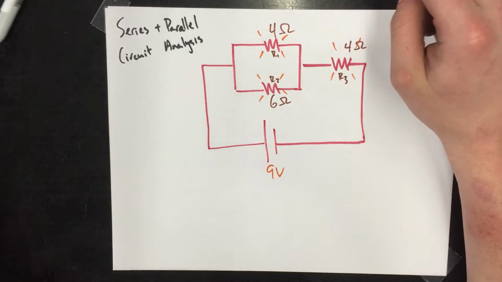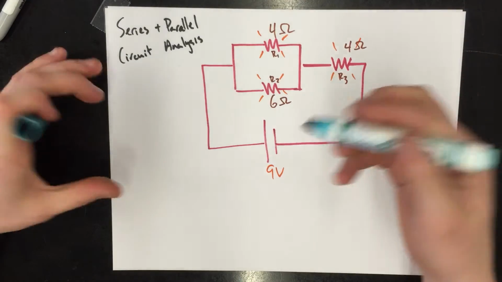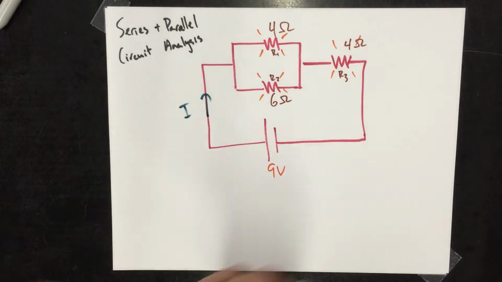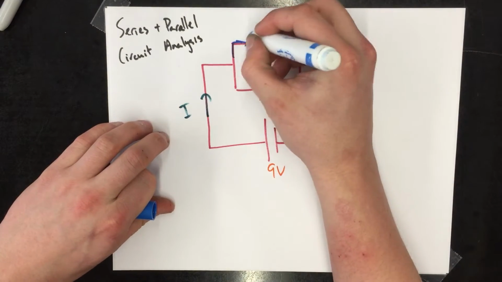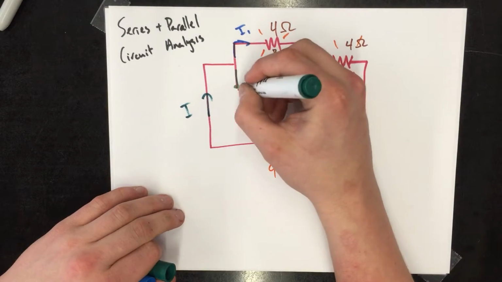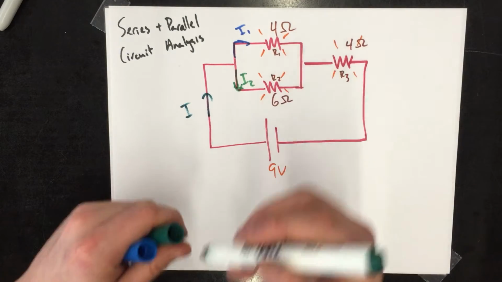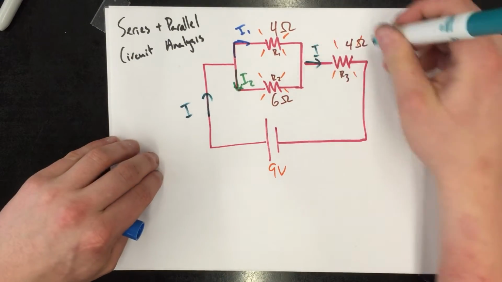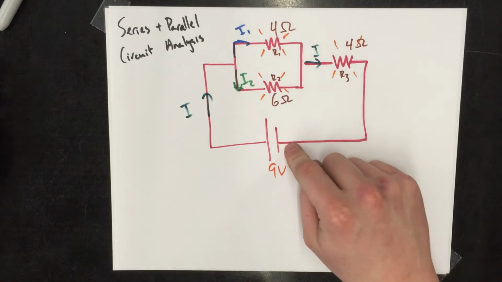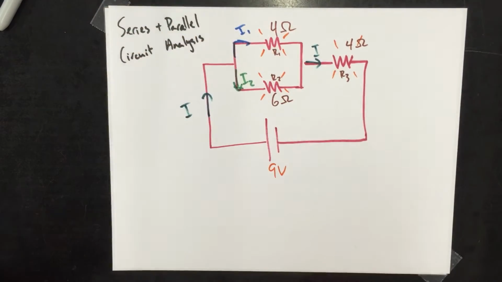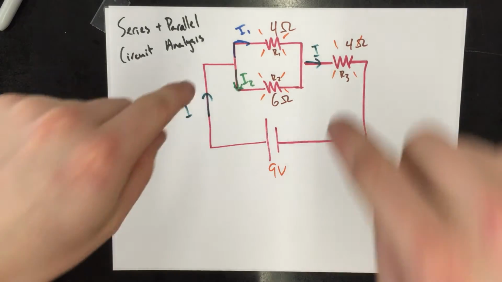We know it's parallel because the current has to split off, and here's my first current, it either has to go to the top portion or it has to go to the bottom portion. So let's call this I1, and then I2 is down here. Then it meets back up, and we have this original current that makes its way through R3 back to the battery.